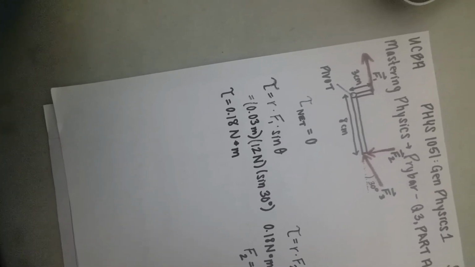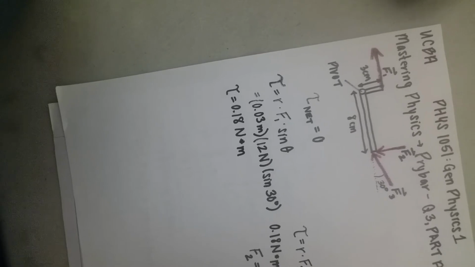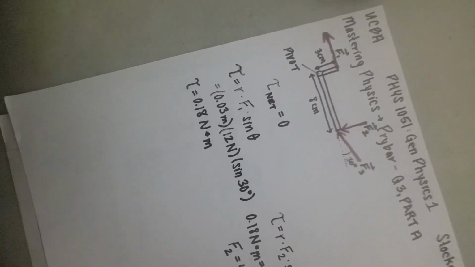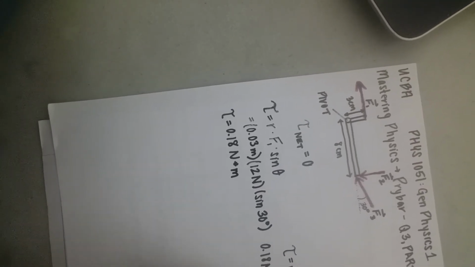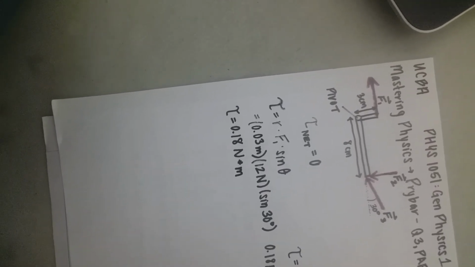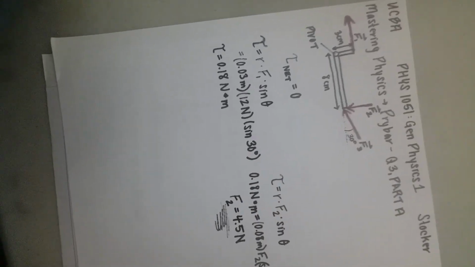to 0 and F1 is equal to 12 newtons, what magnitude does F2 have to be? It has to be 4.5 newtons. And that's how I achieved my answer.